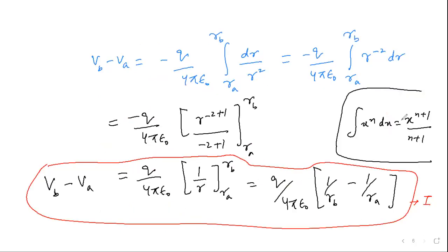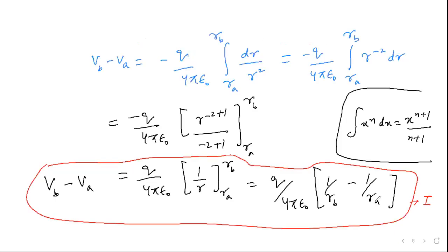Now see, this gives me the potential difference, not the electric potential at a particular point. We want electric potential at a particular point. So we say let RA tend to infinity and V at infinity is taken as 0. So we say let the initial point be at infinite distance and that potential at the initial point is 0. Then the potential at the final point will be what?